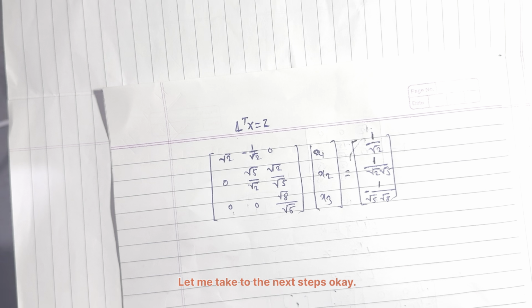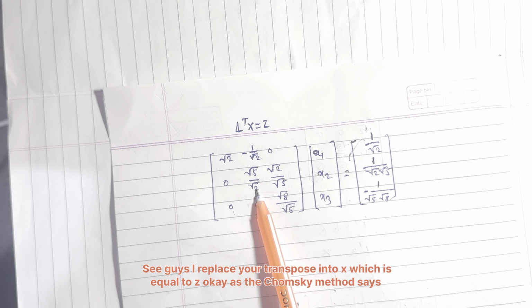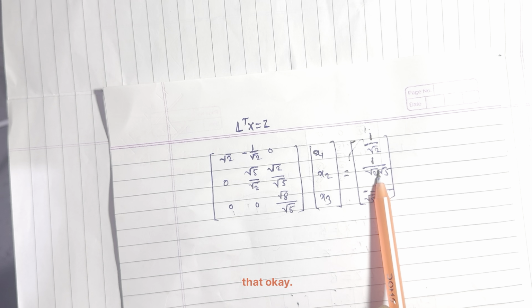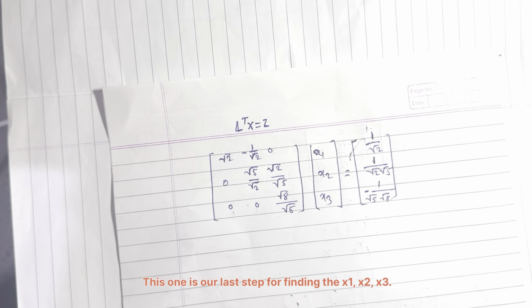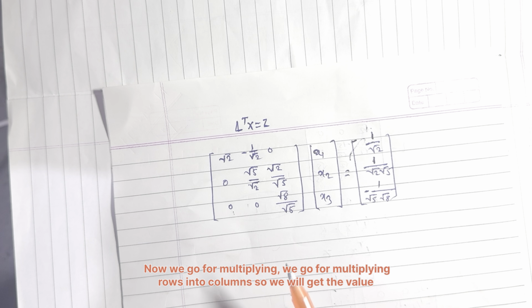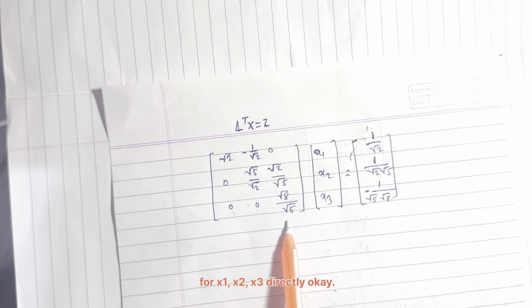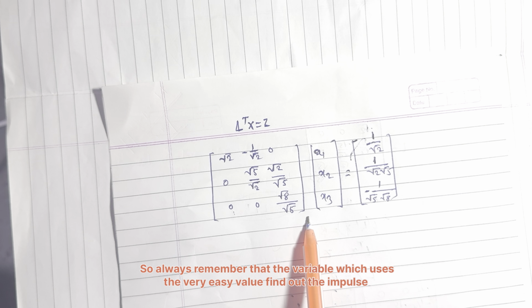See guys, I replace L transpose into x which is equal to z, as the Cholesky method says. This is our last step for finding x1, x2, x3. It's not that difficult guys, it's one of the easy ones. Now we go for multiplying rows into columns, so we will get the values for x1, x2, x3 directly. Always remember that the variable which gives us the value very easily, find it first.